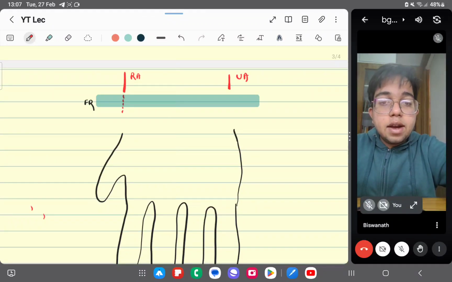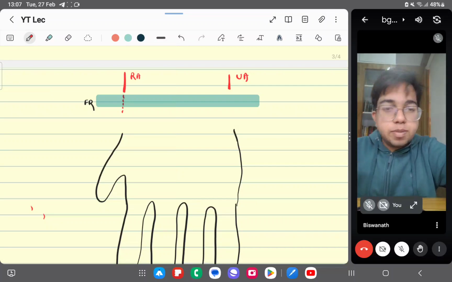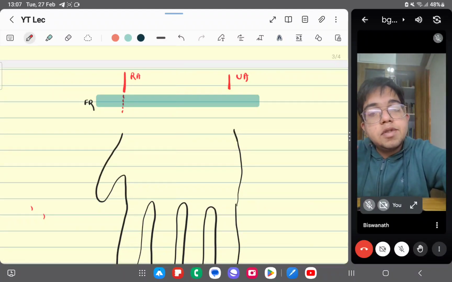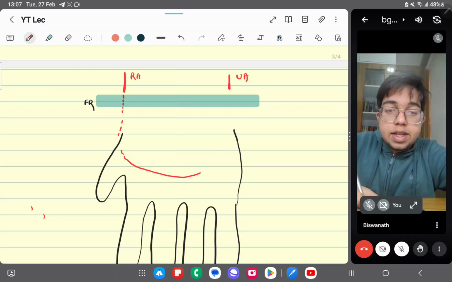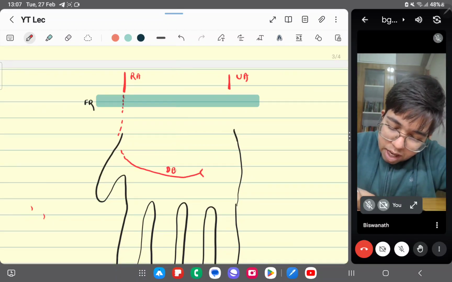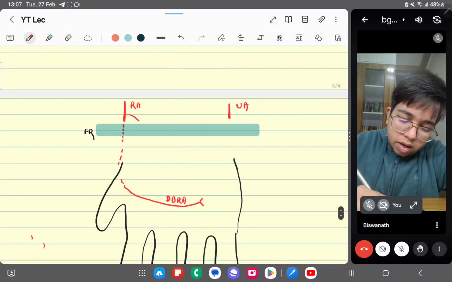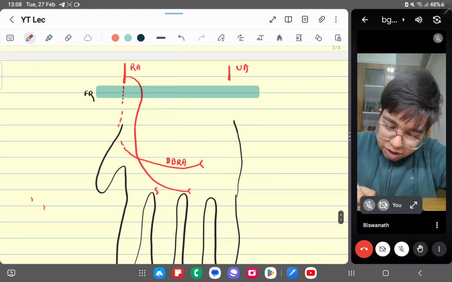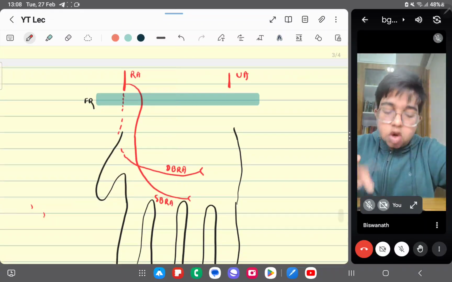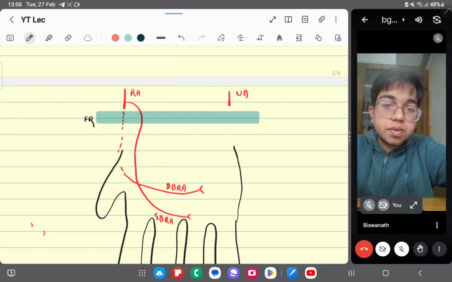Okay, and it will give two branches. One branch is the deep branch of the radial artery. Okay, one branch you will see here like this. This is the deep branch of the radial artery, and another branch, which is superficial to the flexor retinaculum, comes like this and forms the superficial branch of the radial artery. Two branches. One is the deep branch and one is the superficial branch.